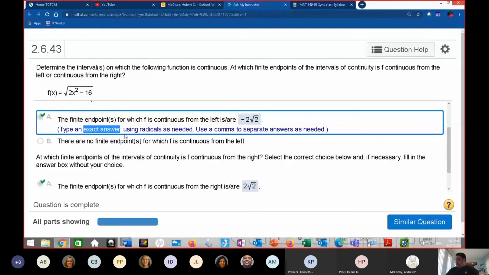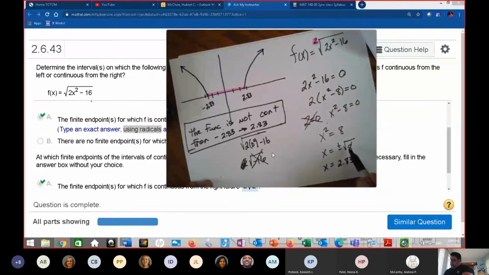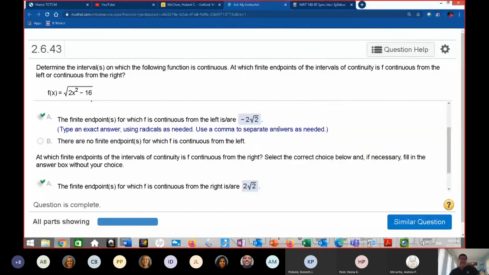So, just in case you don't know how to do that, I'm going to go back down here. And I'm going to change the square root of 8. That'd be the square root of 4 times square root of 2. And what's square root of 4? 2. Put a positive and negative in front of it. And that's 2 times square root of 2. So your left bound is negative 2 square root of 2. Your right bound is 2 square root of 2. If it says exact, then they want you to write it in terms of what? Radicals.